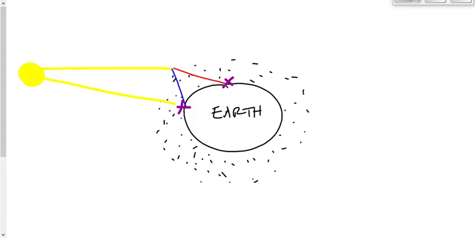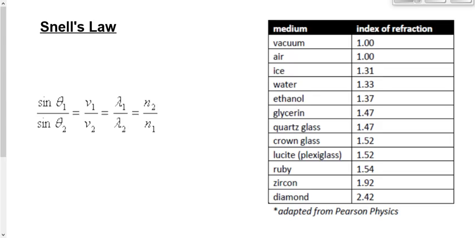Dispersion. Okay? Red light refracts the least. Blue light, indigo, violet refracts the most. Red light produces the smallest index of refraction. Violet light produces the biggest index of refraction. Okay, that's dispersion. Now, we're going to end it today with a little bit of math.